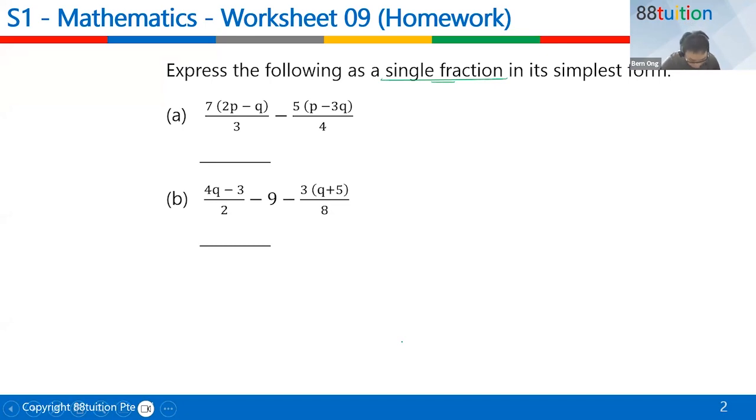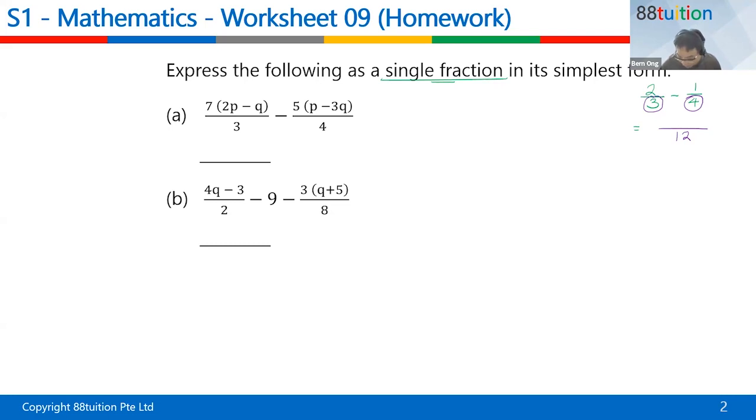Do you remember in primary school? For example, I give you 2 over 3 minus 1 over 4. What do you do? You will want to make the denominator the same. That's the rule. So you look for the lowest common multiple. Think 3, 6, 9, 12; 4, 8, 12. So 12 is the common multiple of 3 and 4.